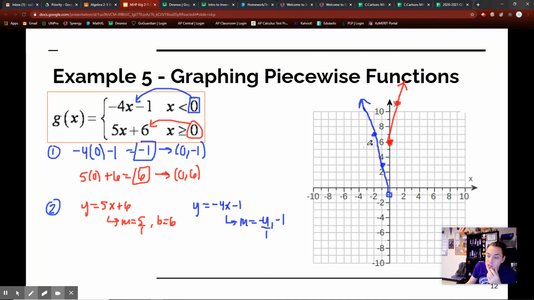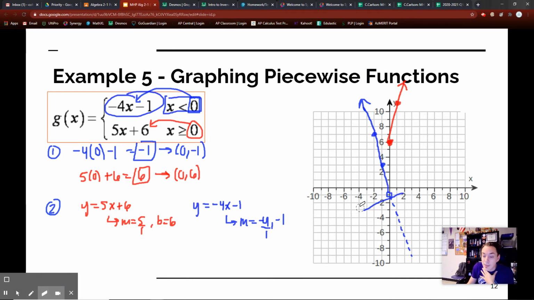The reason why this is so difficult, guys, is because we need to pay attention to the restrictions. This says less than 0, which means the whole function is less than 0. If I were to continue it, sure, it would go like that, right? But I don't want to continue it because I cut that piece off as per my restriction. So I'm going to take that piece off and not have it there. Sounds good?